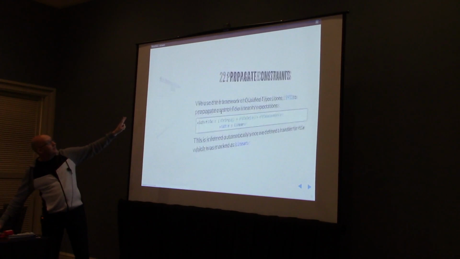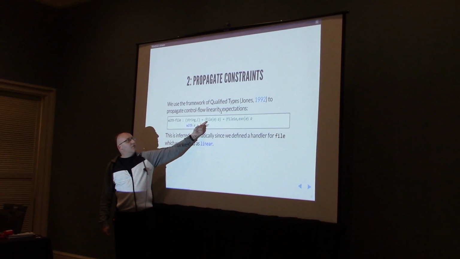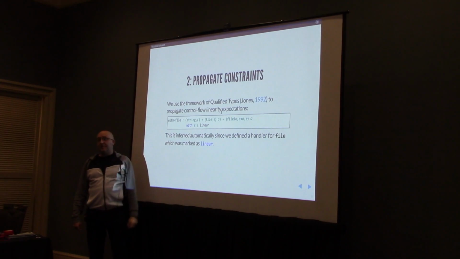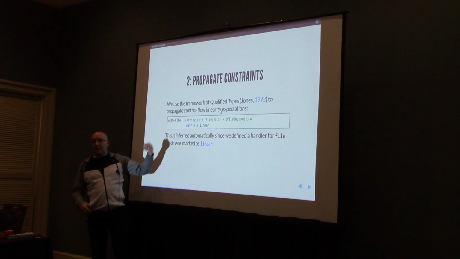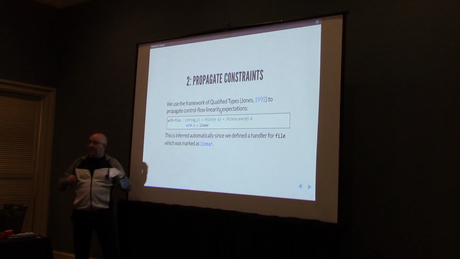Ingredient two is qualified types. So now when I, for example, do with file, it takes this action I'm going to execute. What I want from this action is that it doesn't behave in a wild way. So I'm going to say, whatever the extra effects are that you're going to have, they must be at most linear, because in with file, I'm relying on it not exiting too much or too often. With qualified types, I can express that constraint and have it automatically propagated.